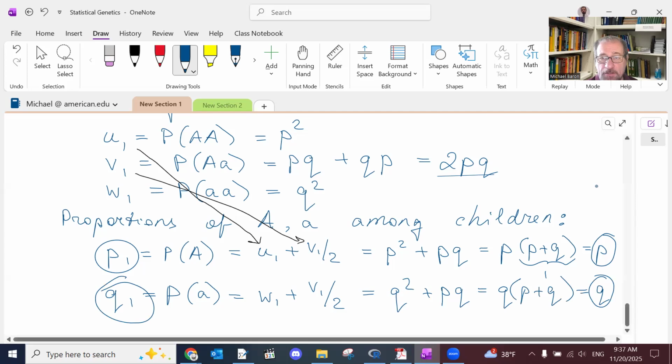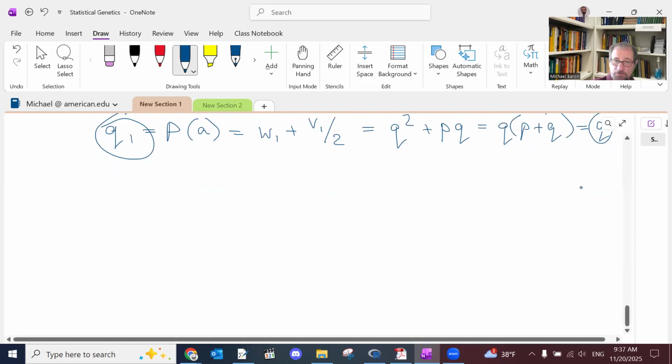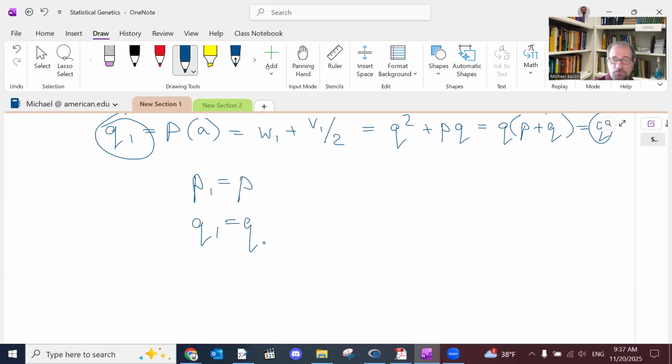So that's an important conclusion. We have P1 equals P and Q1 equals Q. This is called a stationary distribution.